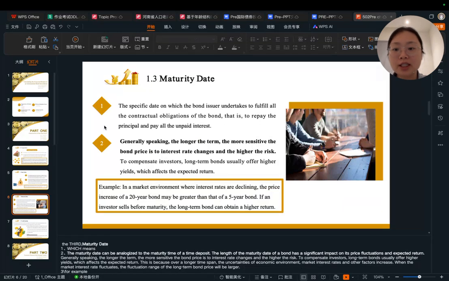Third, maturity date. Generally speaking, the longer the term, the more sensitive the bond price is to interest rate changes and the higher the risk. For example, in a market environment where interest rates are declining, the price increase of a 20-year bond may be greater than that of a 5-year bond. If an investor sells before maturity, the long-term bond can obtain a higher return.